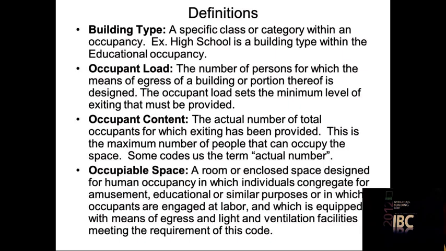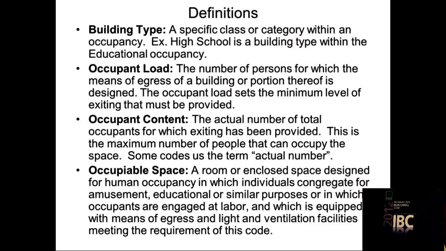Occupant load, of course, is the number of persons for which the means of egress of a building or portion thereof is designed. The occupant load sets the minimum level of exiting that must be provided. Well, when we talk about means of egress, we're talking about how many doors we have to get out of that particular building. How many ways can you get out of that building? So occupant content is the actual number of total occupants for which exiting has been provided. Each door, each means of egress, is going to have a number of people that can safely get out of that environment. This is the maximum number of people that can occupy the space. Sometimes people call it the actual number.